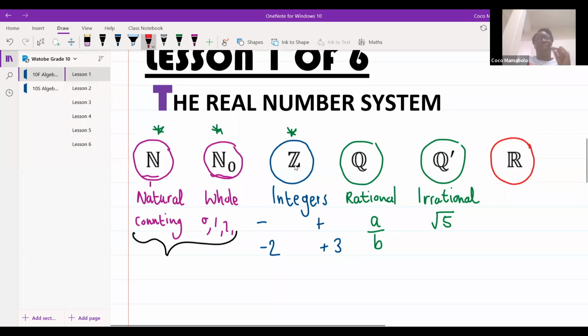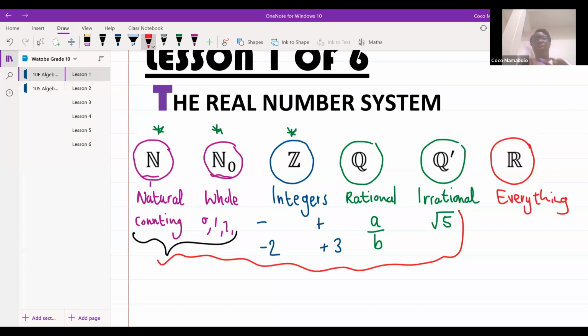R is real numbers. Now, real numbers, I'm not even going to explain what real numbers are. Real numbers are everything. Everything put together: your natural, whole, integers, rational, irrational numbers. It's everything here except the square root or the even root of a negative number. So if I had to find the square root of -2, that's not going to work. Your calculator is just going to give you an error.